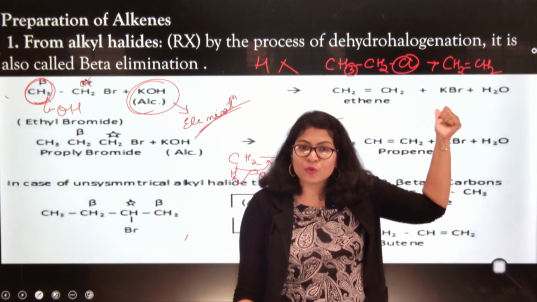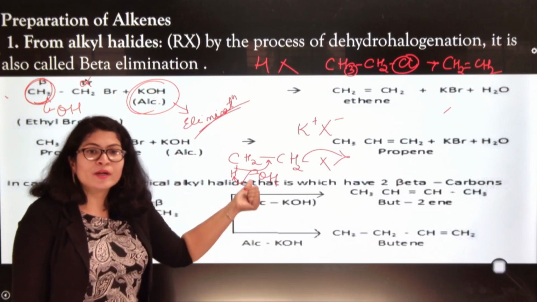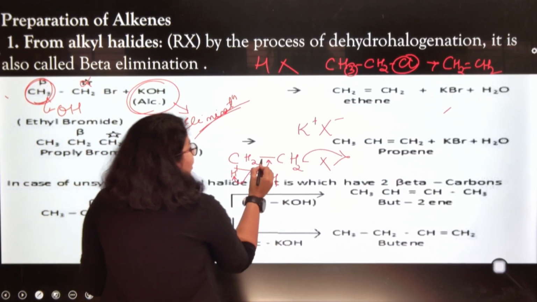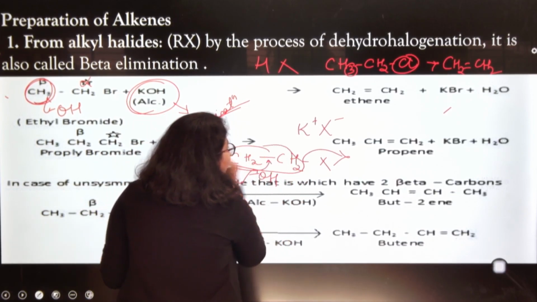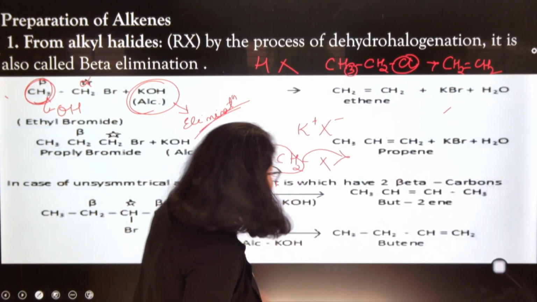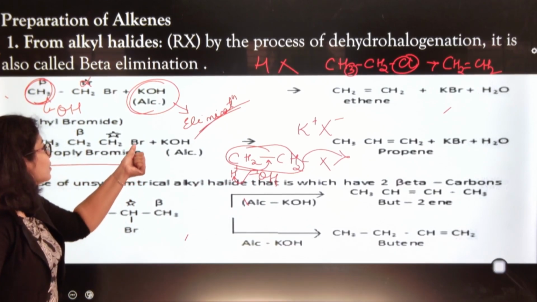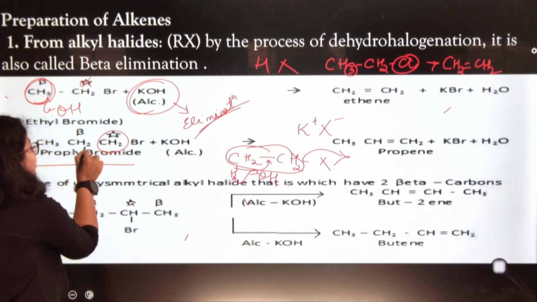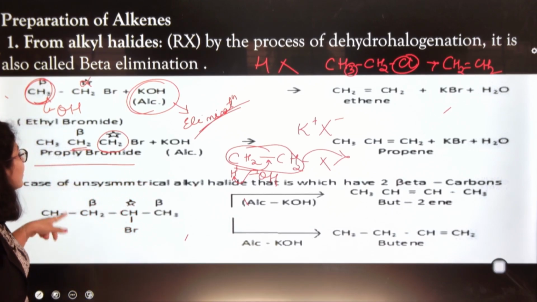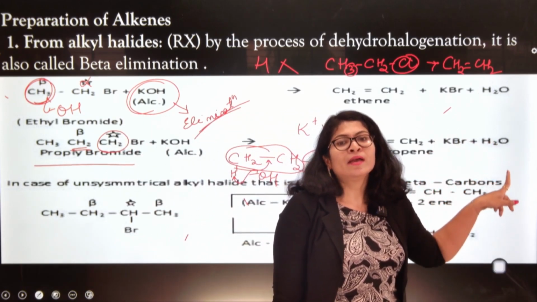Here as the X was bromine, so it is KBr, and this OH minus took up an H plus to get removed as water, H2O. This led to the formation of ethene, a double bond between these two carbon atoms. This is the mechanism of how this reaction actually proceeds. Now if I see here propyl bromide, this is the alpha carbon, and here this is the beta carbon. When it reacts with KOH, again beta elimination takes place. Beta elimination results in the formation of propene, KBr and H2O.